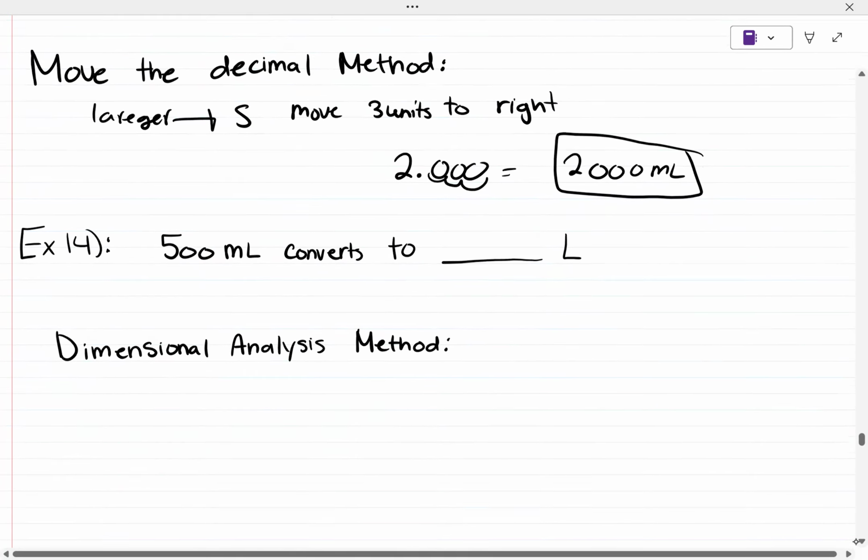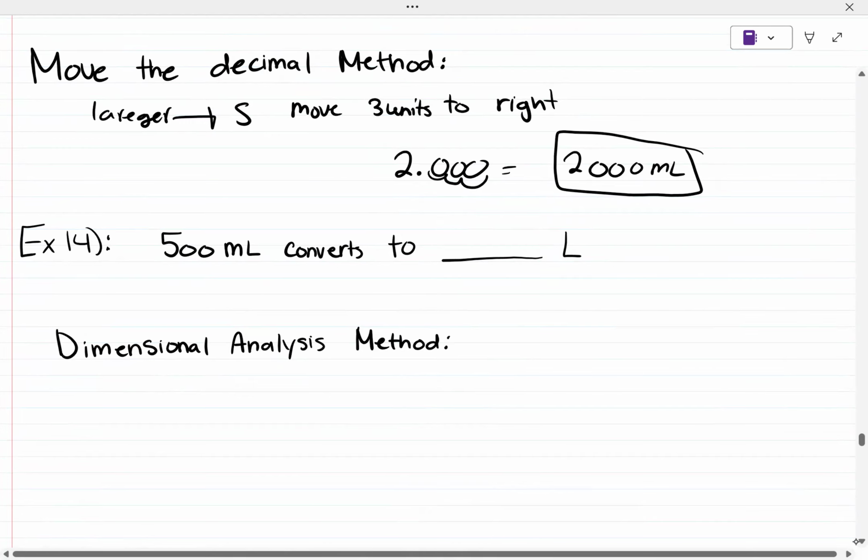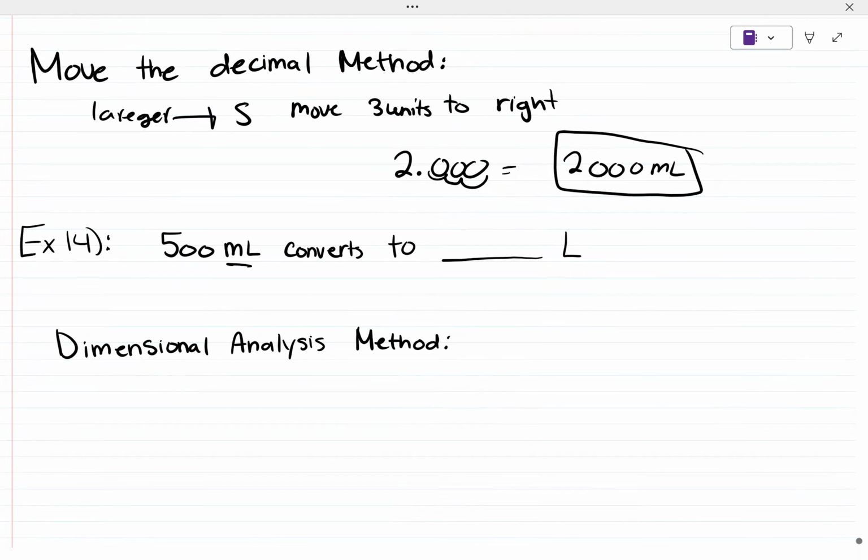Okay, so it's example 14. We have 500 milliliters and we got to convert it to liters. So milliliters is pretty small and liters is pretty large. So let's do dimensional analysis. So 500 milliliters times, and then put milliliters on the bottom and liters on the top. You put an invisible one here.